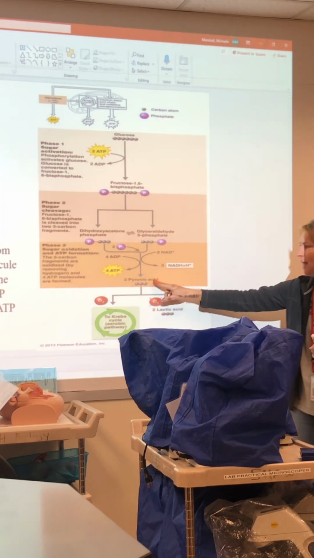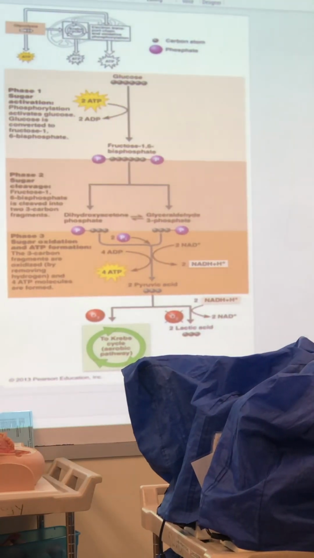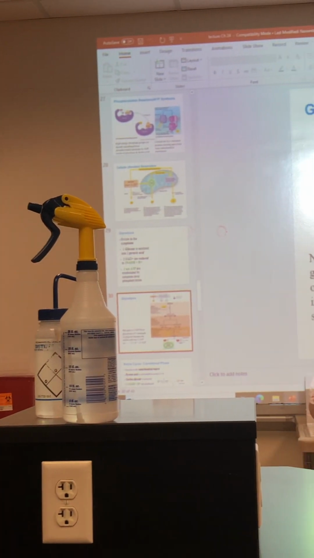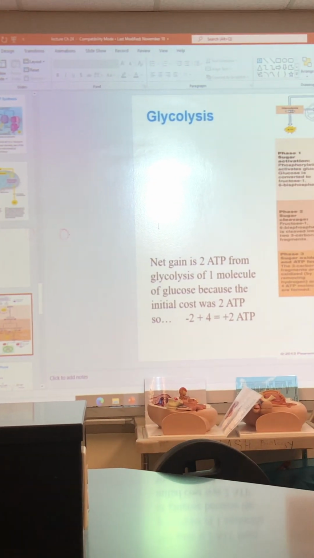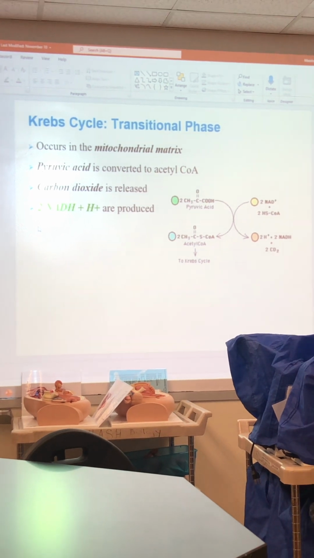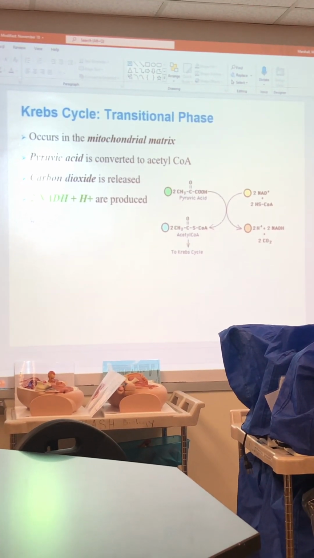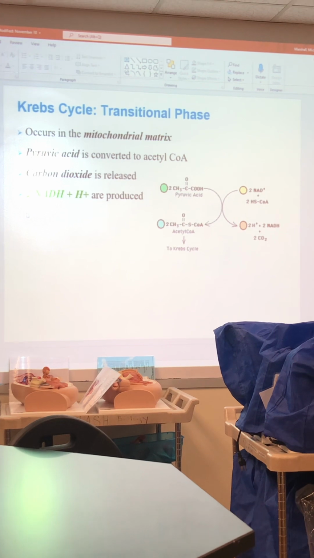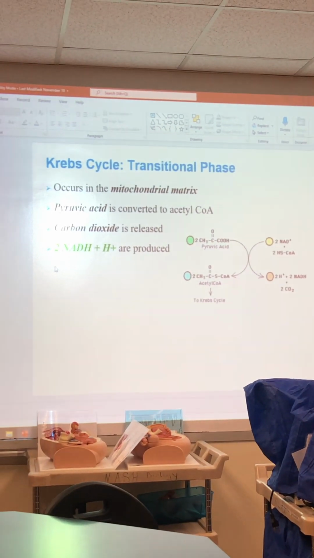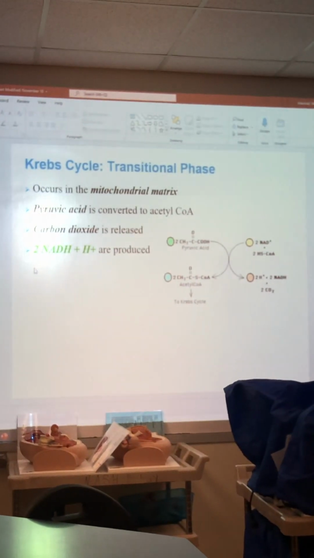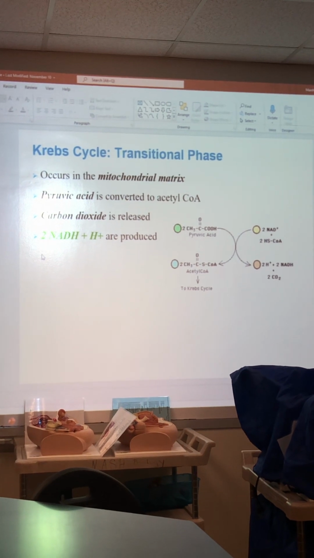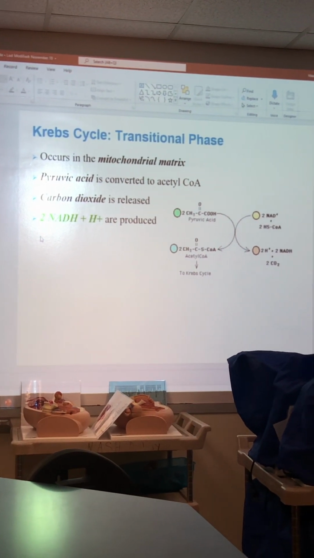So from that pyruvic acid, we can then fuel that Krebs cycle. So far, what we've gained from glycolysis is going to be 2 net ATP and then 2 NADH plus H. There's a transitional phase, which occurs after glycolysis, before the Krebs cycle begins, where we're going to convert that pyruvic acid, that 3-carbon substrate, so that we can use it in the Krebs cycle. So basically it's converting to acetyl-CoA, coenzyme A.